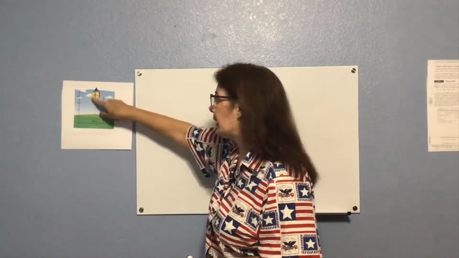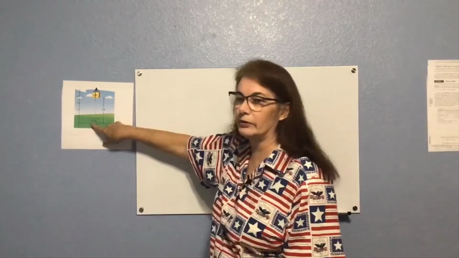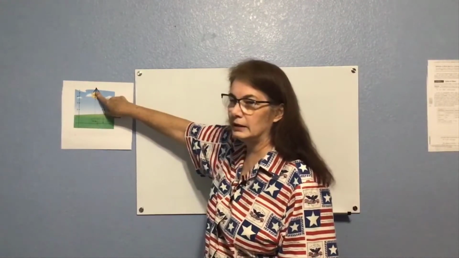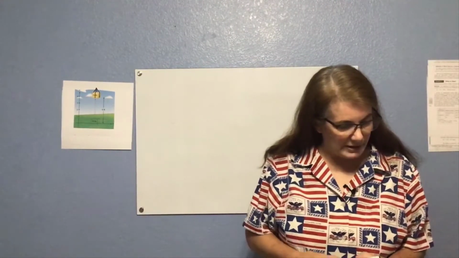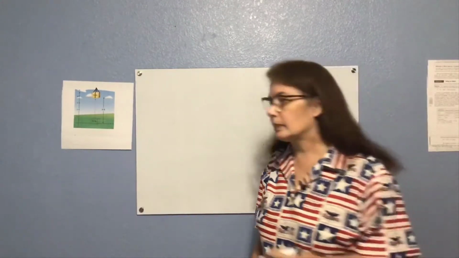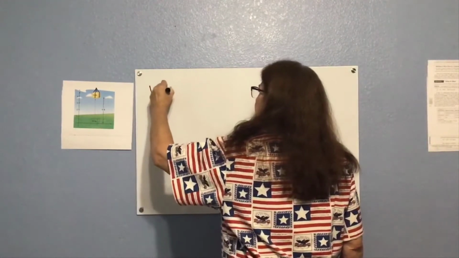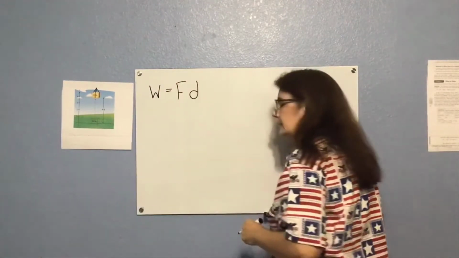I've got a 50-pound weight up here, and it started down here on the ground, and we've lifted it 4 feet. And the question is, how much work was done lifting that object 4 feet? Okay, well, hopefully you remember from high school, the equation for work is that work is equal to force times distance.